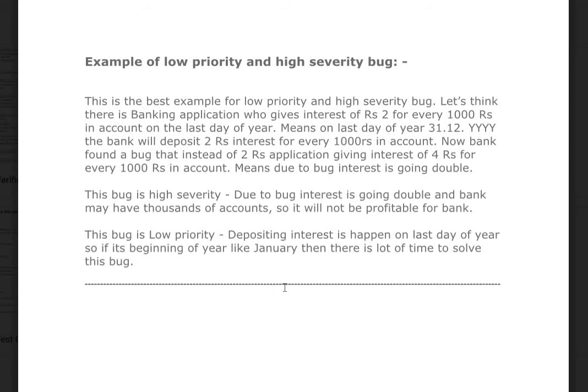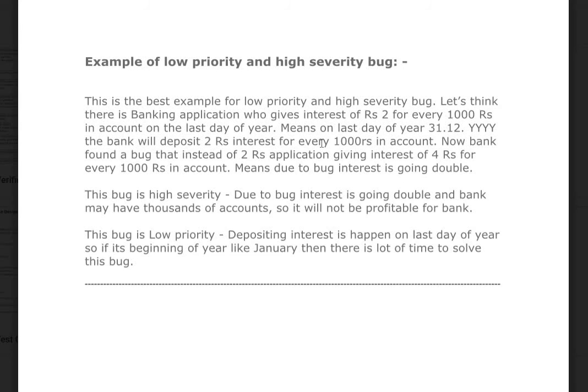So what is an example? The best example is, let's think there is a banking application giving interest of 2 rupees on every 1000 rupees. They give this interest on the last day of the year. At year end, on 31st of December, the bank will deposit 2 rupees on every 1000 rupees.